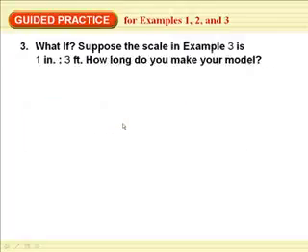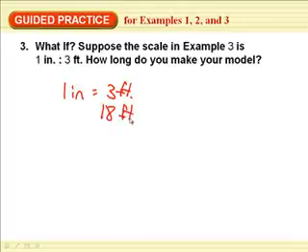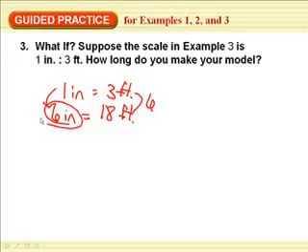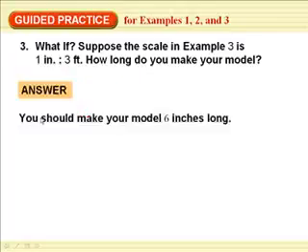And in example 3 it says, suppose the scale in example 3 is 1 inch equals 3 feet. I'm going to have to look back at example 3. What was example 3? Oh, that was the model. So if the boat was 18 feet long, what do you do to 3 to get 18? You take it times 6. 1 times 6 in this case would be 6 inches. So the model should be 6 inches long. Boy, that'd be a small boat, wouldn't it, if it was 6 inches long.